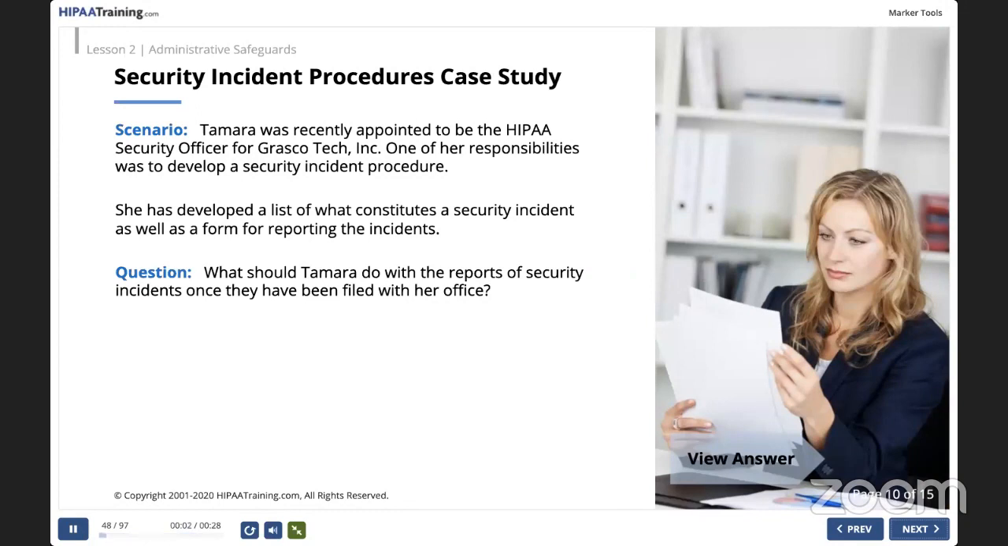Security Incident Procedures Case Study. Scenario. Tamara was recently appointed to be the HIPAA Security Officer for Grasco Tech, Inc. One of her responsibilities was to develop a security incident procedure. She has developed a list of what constitutes a security incident as well as a form for reporting the incidents. Question. What should Tamara do with the reports of security incidents once they've been filed with her office?